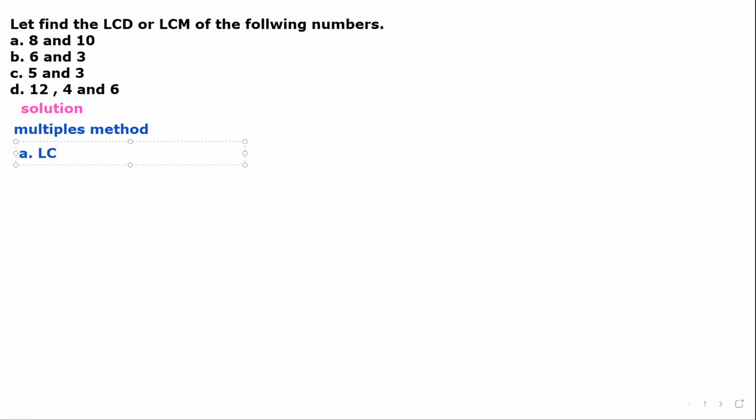So the LCM, the LCD, of 8 and 10. Good. So the first thing you have to do is list the multiples. You list the multiples of 8. So here, the multiples of 8.